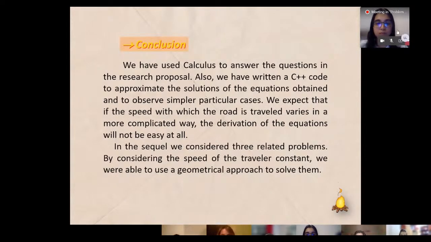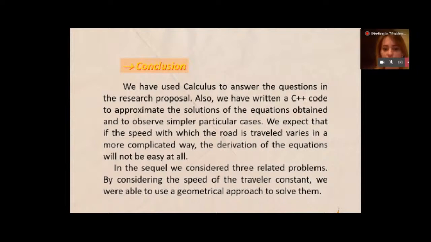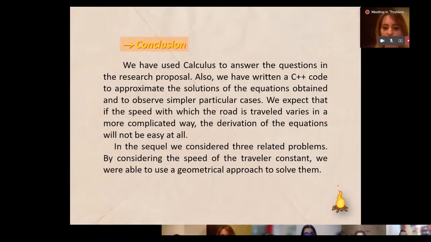In conclusion, we have reached, with the help of calculus in answering the questions, proposing the research, and having written a C++ code to approximate the solutions of the equation obtained, and to observe simpler particular cases, the following idea. We expect that if the speed with which the road is traveled varies in a more complicated way, the derivation of the equations will not be easy at all. In the sequel, we consider three related problems. By considering the speed of the travel constant, we were able to use a geometrical approach to solve them.